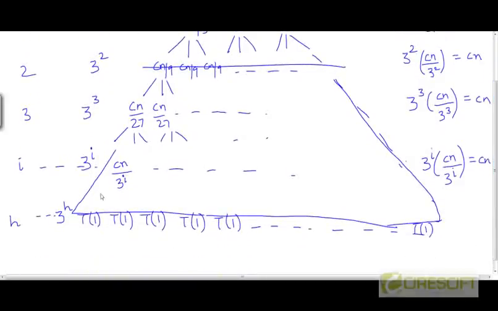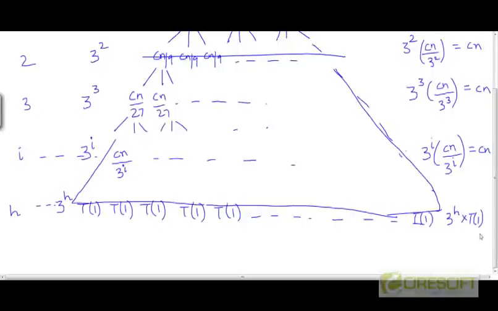At the very last level though, we will have 3 to the power h nodes, and the cost of each node is not given by an expression in terms of c because we are not opening up T of 1 further. So we can just write this as 3 to the power h multiplied by T of 1. And T of 1 is some constant, let's say it's some constant k. The previous level, level h minus 1, will have 3 to the power h minus 1 nodes, each with cost Cn divided by 3 to the power h minus 1. And that's also going to be Cn.